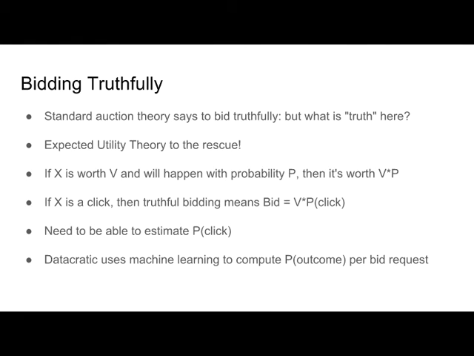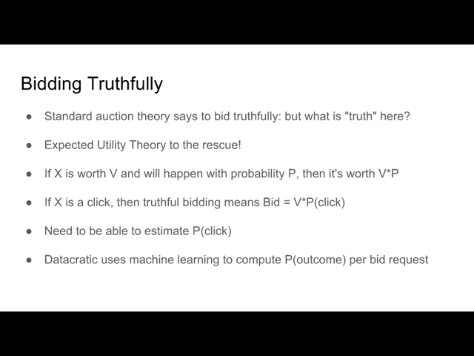So, as I'm sure you covered last week, the optimal bidding behavior in second price auctions is to bid truthfully. Great. When I was designing the first generation bidding algorithm for Datacratic's Optimizer, I looked that up and thought, awesome, what's truth? Well, if you need to bid truthfully for a house, it's pretty easy. You can say this house is worth X to me and I'm going to bid X.